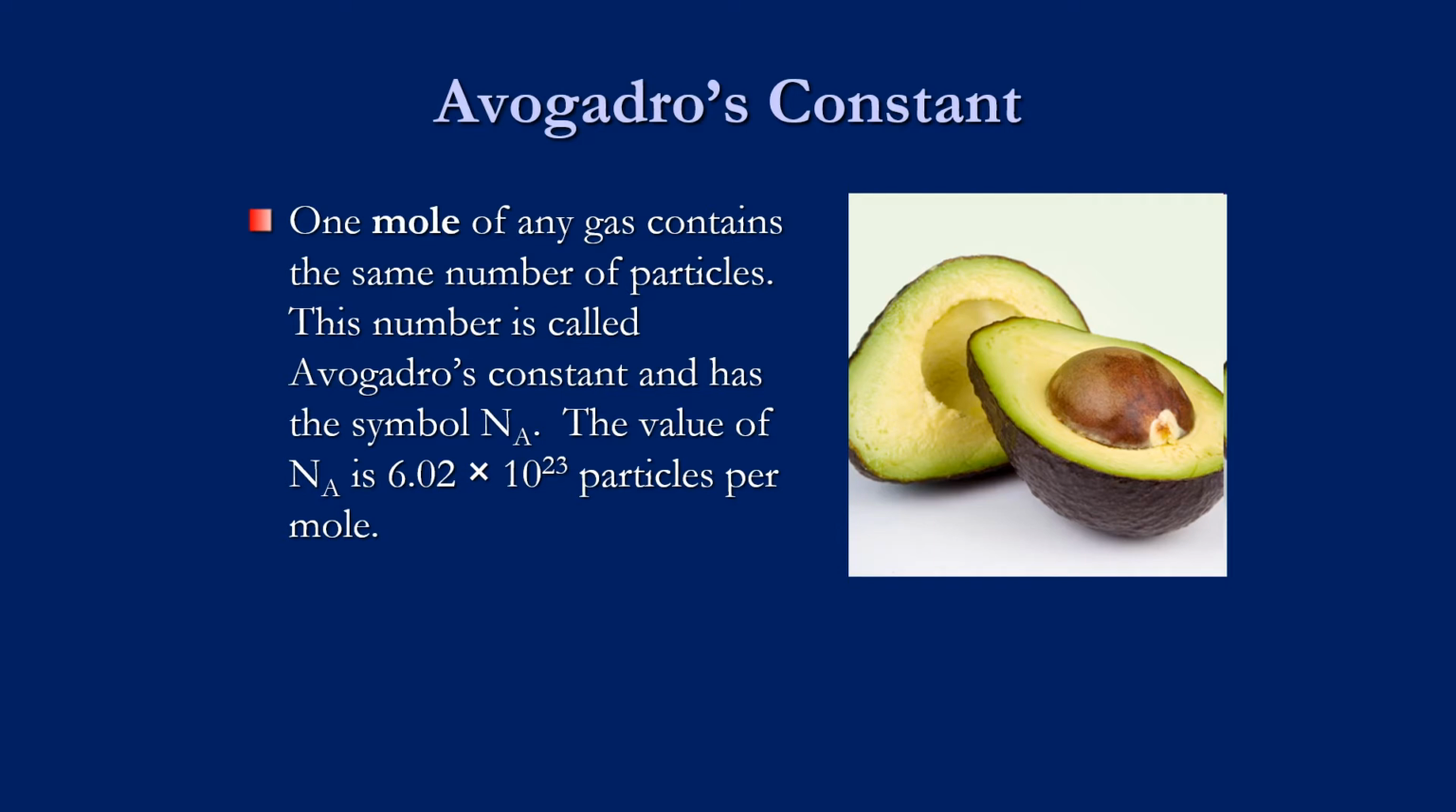Okay, so if we're eventually going to get to the ideal gas law equation, we also need to include Avogadro's constant. That states that 1 mole of any gas contains the same number of particles. That's called Avogadro's constant, and it has the symbol N subscript A, and it has a value of 6.02 times 10 to the 23 particles per mole.